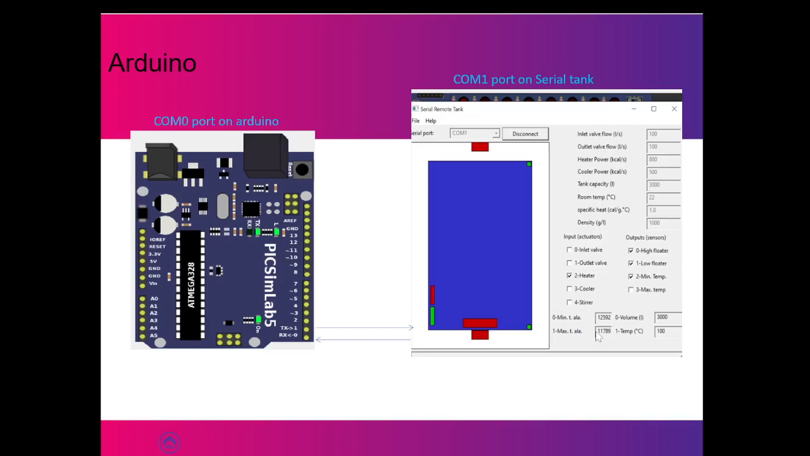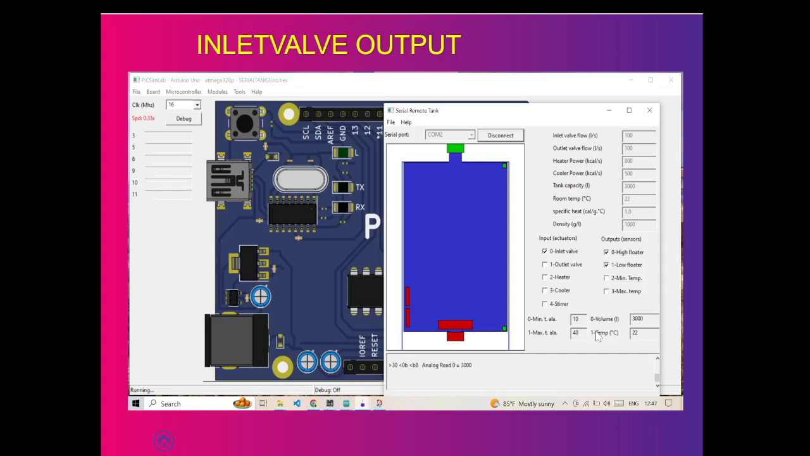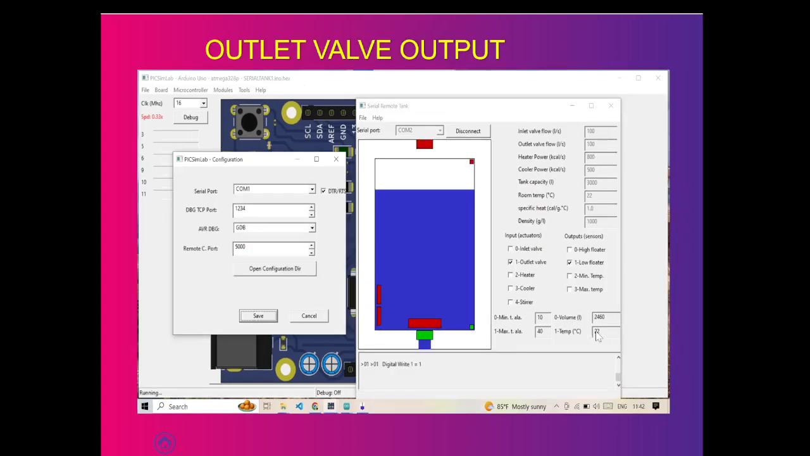Next, serial tank. This is the output of serial tank.